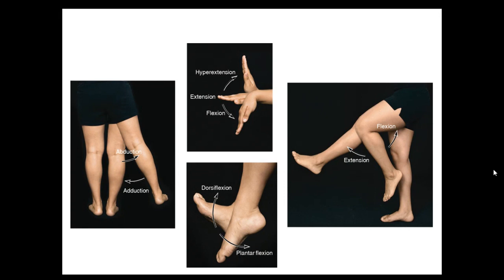Abduction and adduction. If someone is abducted, it means he's been taken away, right? So to abduct a limb means to move it away from the body. Abducting my arm. Adducting with 2 Ds is the opposite, towards my body. Dorsiflexion and plantar flexion, those words can only be used for the feet, because the word plantar means toward the bottom of the foot.